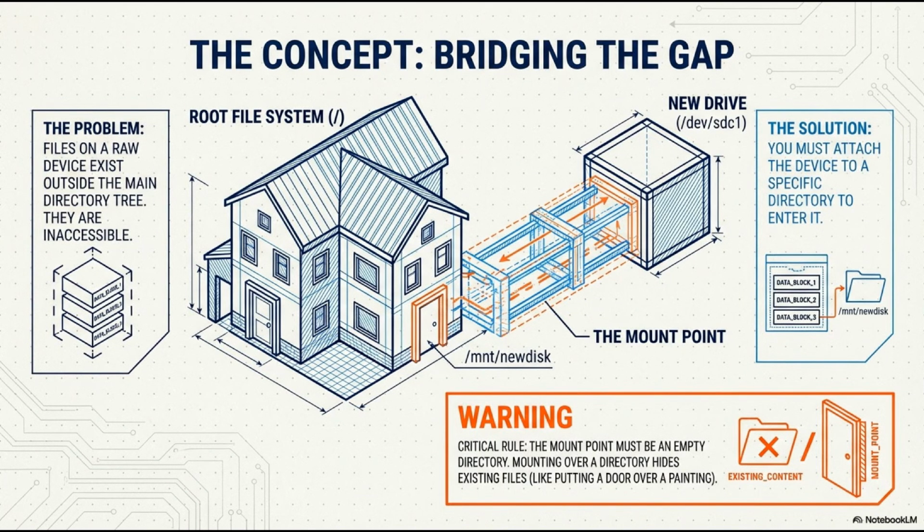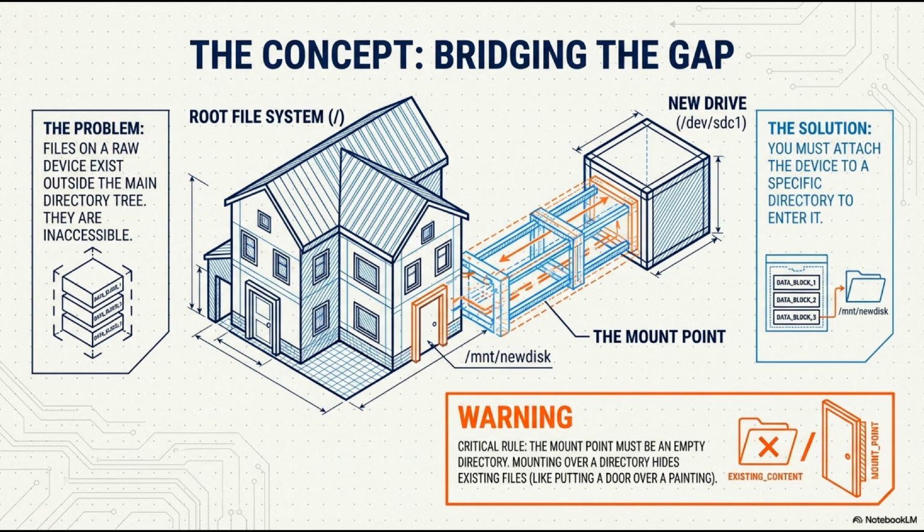The house. And on the right side of the slide? On the right, just floating in white space, is a box, completely separate. That is your new hard drive. It's got storage, maybe it's formatted, but it is physically and logically outside of the house. It's just sitting in the backyard. So the problem isn't that the drive is broken. The problem is there's no door.